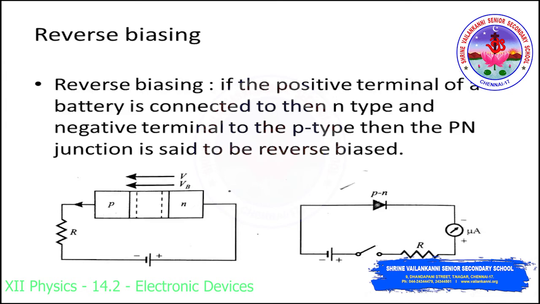At room temperature, there are always some minority charge carriers present, like holes in the N region and electrons in the P region. So what will happen? The reverse bias pushes them towards the junction. So it will set up a current, which we can call the reverse or leakage current, right?